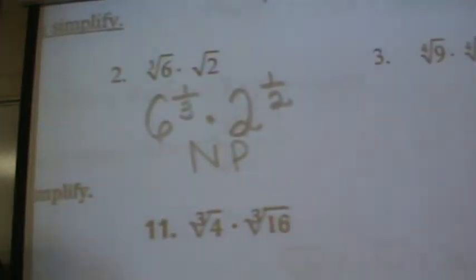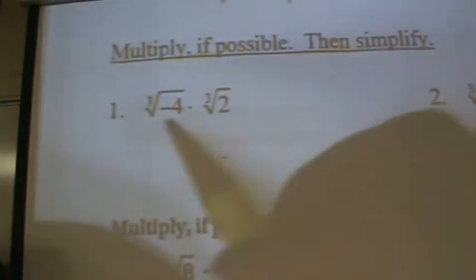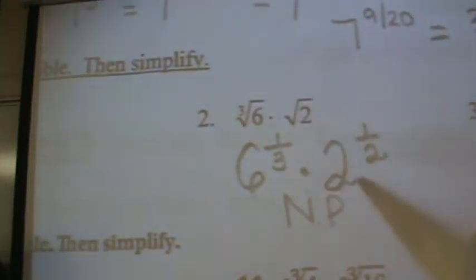What's that mean? Not possible? Wait, how come you can't do it? It says multiply if possible. Why can't you do this one? Someone else say it. The bases are not the same. And the denominators.